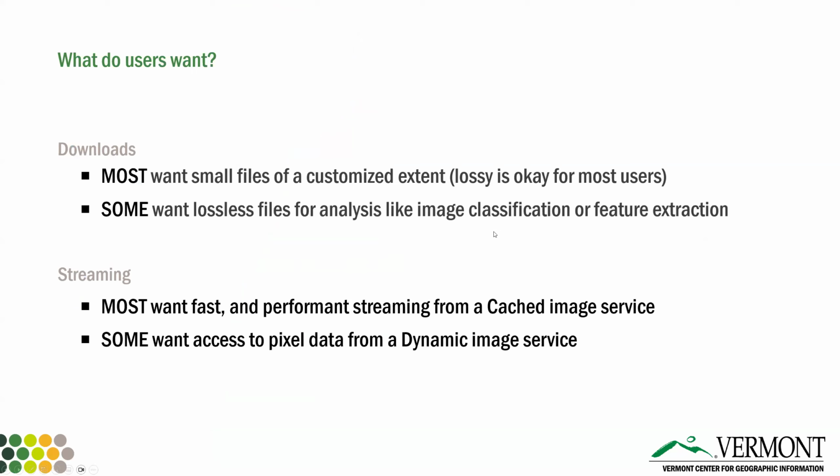So what do users want? Based on surveys and just our experience in this realm, they want to download and stream data. Now, when it comes to downloads, most want small files of a customized extent if possible. Lossless versus lossy, we can discuss some of those differences in later slides. But when it comes to streaming, again, most want fast performance. Usually you get that from a cached image service. But others want access to the pixel data that comes through a dynamic image service.